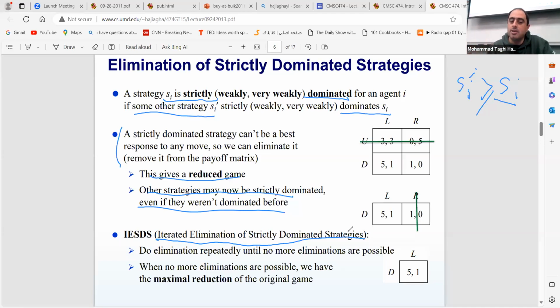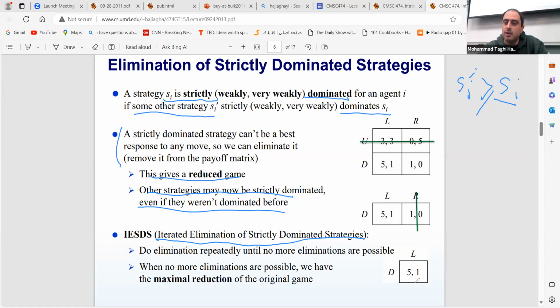When no more eliminations are possible, then we have the maximal reduction of the original game, and we can just find the solution, the Nash equilibrium in this case. Of course, if there is only one cell, then we are done essentially. If not, we need to find the Nash equilibrium.